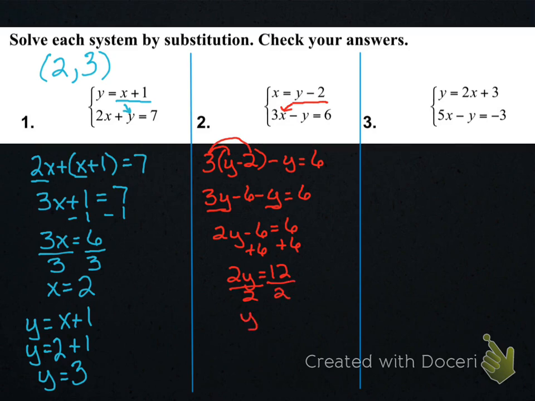So y is equal to 6. Okay, put that 6 up there in my answer. Okay, insert y into my equation. x equals y minus 2. So x equals 6 minus 2. So x is equal to 4. So my ordered pair is 4, 6.